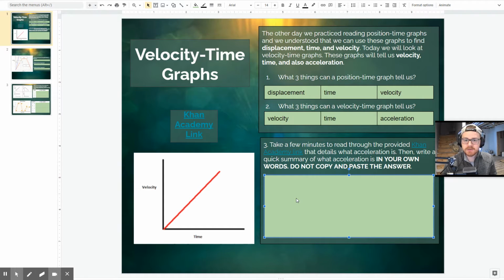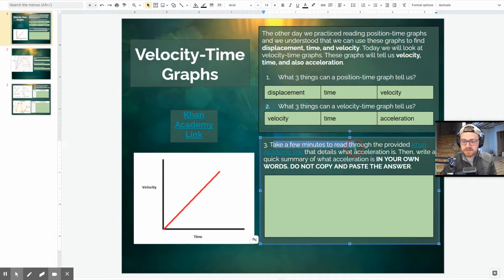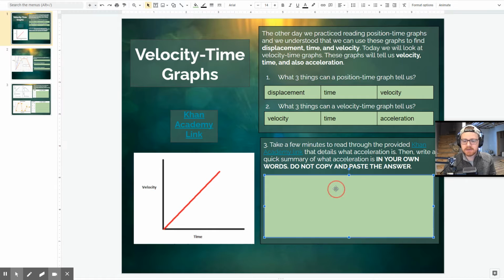This is where I want you to pause the video. Take a look here at number 3. I want you to take a few minutes to read through this provided Khan Academy link. There's even a little quiz provided that I highly recommend you give a try. Read about what acceleration is, what it may look like, and how it relates to velocity. Then down here, put together a summary of what acceleration is after you've read that article.